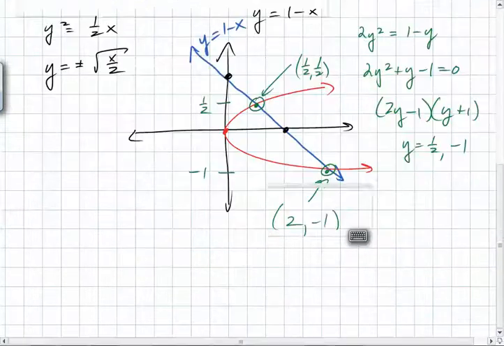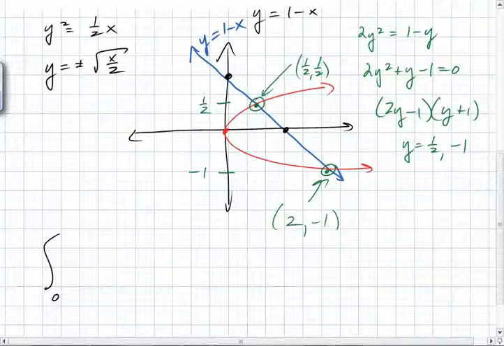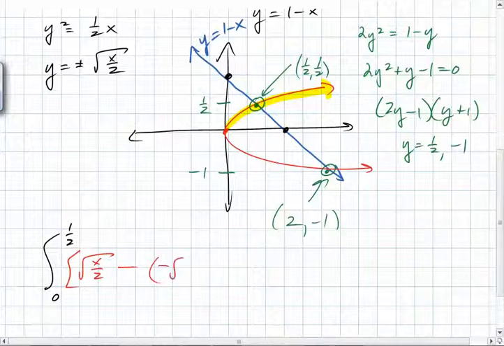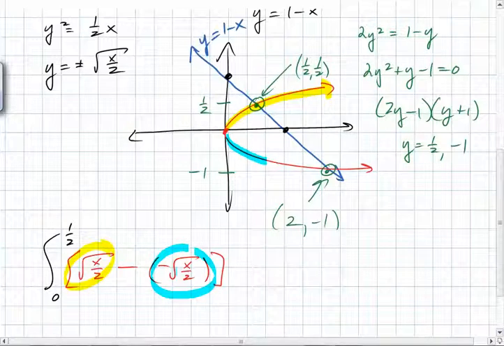Let's write the integral in terms of x. You would integrate from 0 to 1 half. What's the upper function? I'm talking about this one. What's that one? Yeah, it's going to be the square root of x over 2, right? But then what do you subtract from it? The negative square root of x over 2, the lower one. This yellow correlates right there, and then you have the blue one all the way to there. Correct? Yeah. dx.